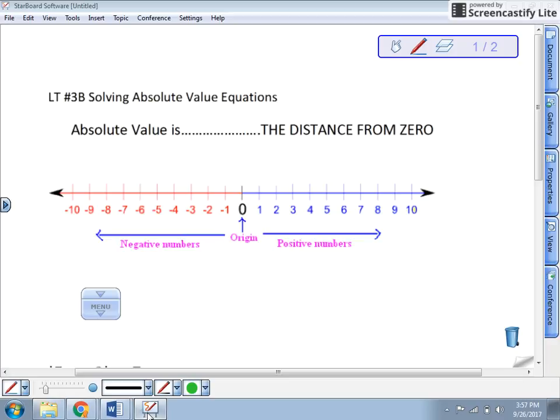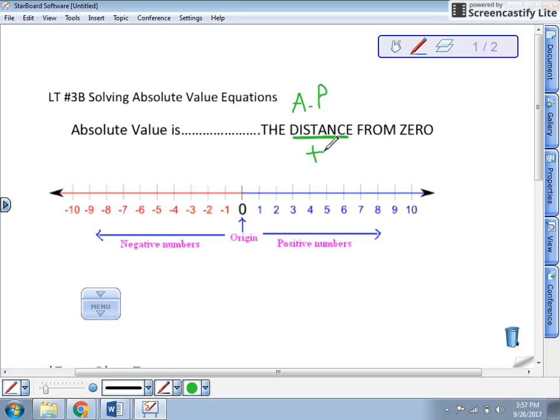Welcome to the notes on solving absolute value equations. By the end of this lesson, you will be able to solve equations that have an absolute value symbol in them. So remember, absolute value is the distance from zero. Distance from zero. I'm going to put an AP there for always positive. Okay, distance is always positive. No such thing as negative distance. We've talked about it before.